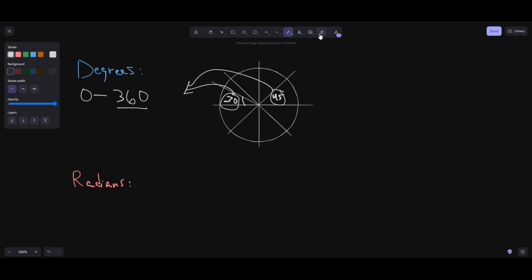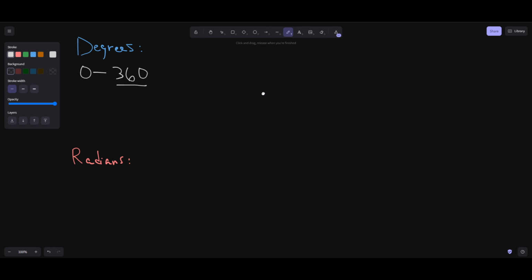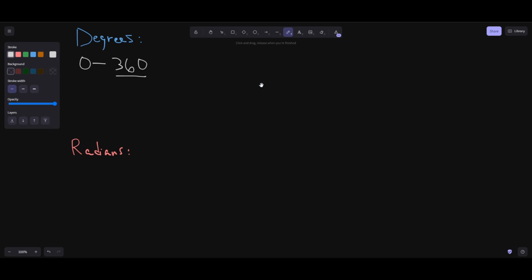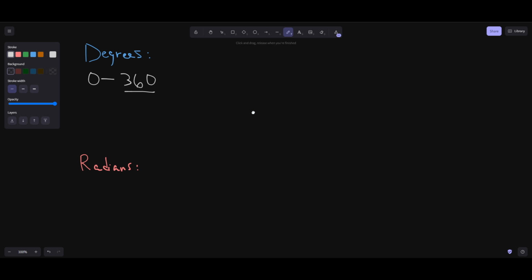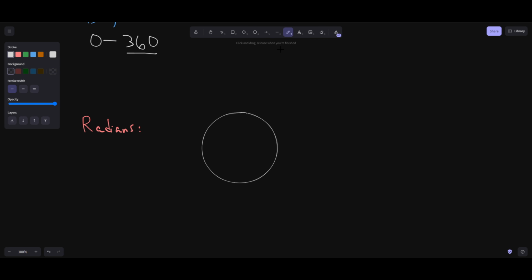So that's degrees. I think that was even longer than I wanted to talk about that for. But the main focus is going to be radians, and also converting between radians and degrees, but we'll get to that in just a bit. But I first want to recap what radians actually are.